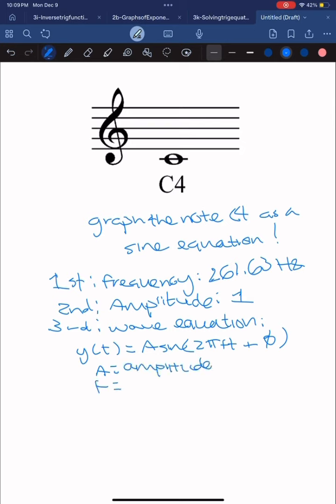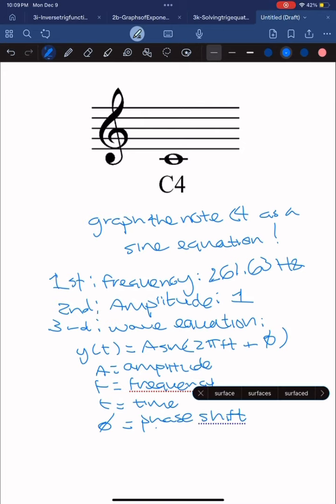So A is equal to amplitude, f is equal to frequency, time is going to be equal to t, and this little theta we have in the corner is equal to the phase shift of the equation, but there won't be a phase shift in this specific one.